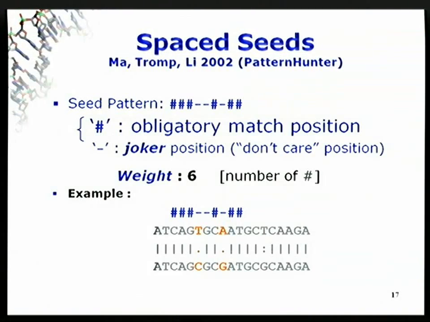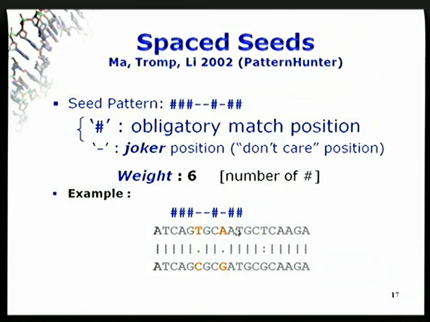The pattern of a spaced seed consists not only of sharps, but also of jokers, which are shown here as minus. It means a don't care position. In this example, we also have six sharps, so six positions where we want to have a match, but between them there are positions where we don't care whether it is a match or mismatch. So in this example, the seed matches the similarity despite the mismatches in two inner positions, because they correspond to don't care symbols.